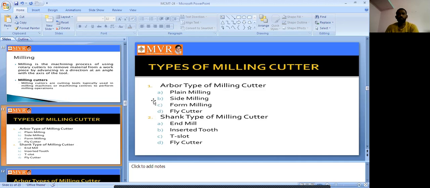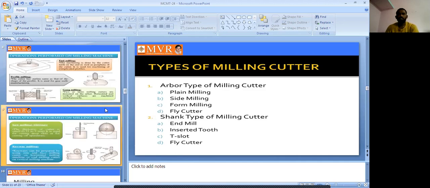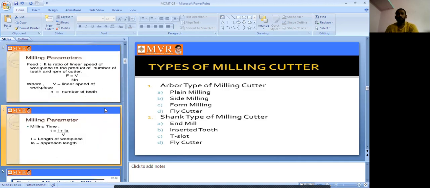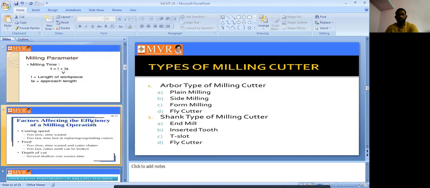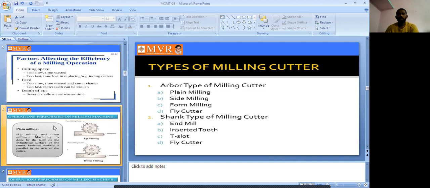Okay, so thank you. This is our class for today. Today's class we discussed the different parameters of milling machines. Next, the different factors affecting the milling operation. Next, the different types of milling operations. So these were today's class. Thank you.